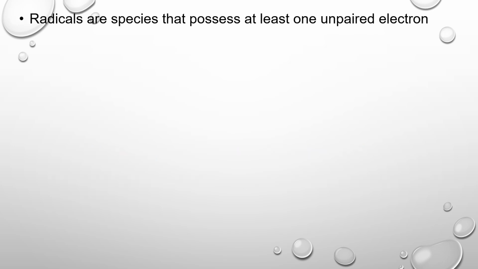Next, you might be asking me what radicals are, because probably the thing that you hear about is free radicals, right? Radicals are basically species that possess at least one unpaired electron. So what do I mean by an unpaired electron? That means a lone electron. So in this case, this is an unpaired electron. So this one here.